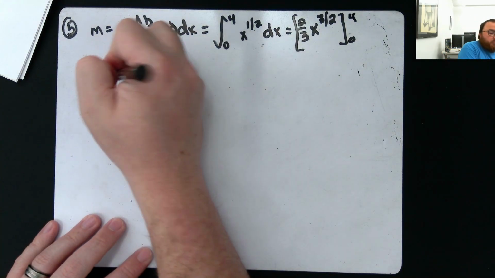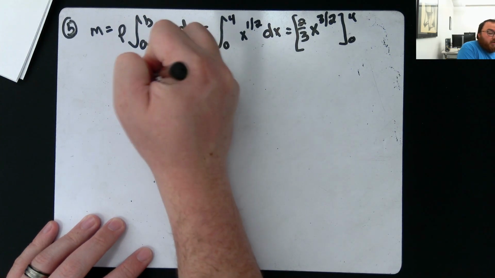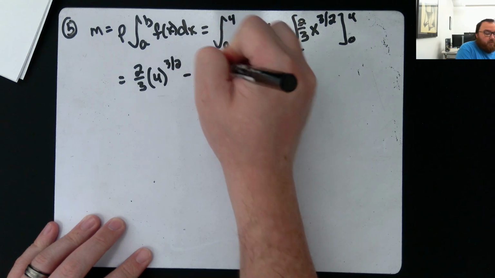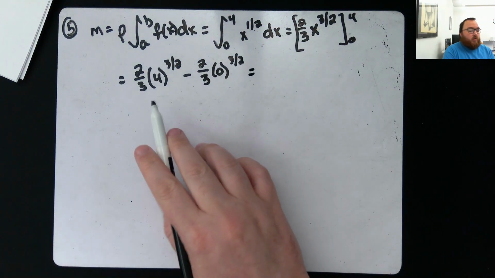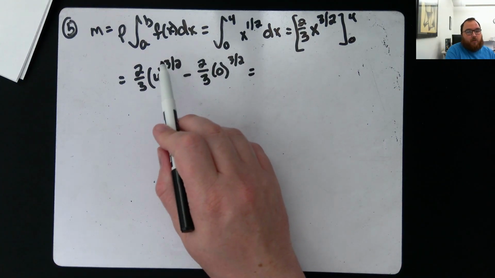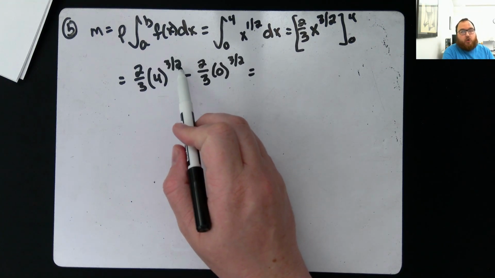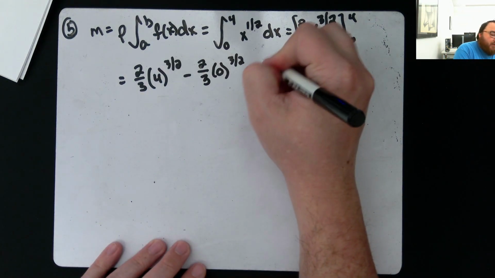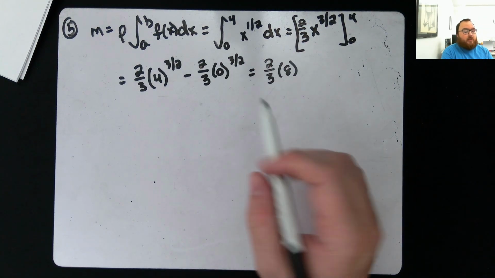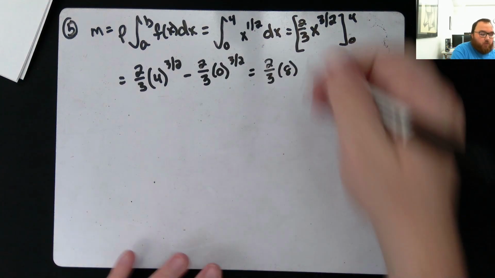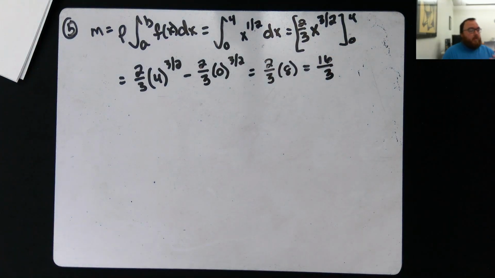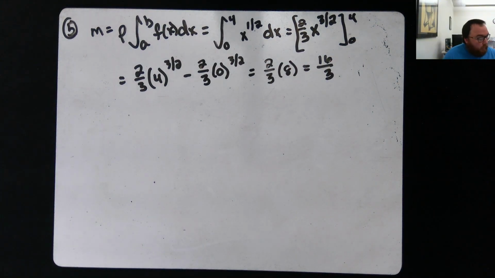Plug in our top bound first, so plug in a 4. 2/3, 4 to the 3/2 minus, then plug in the bottom bound, which is 0. 4 to the 3/2, that's like taking the square root and then raising it to the third. The square root of 4 is 2. 2 to the third is 8. So that's 2/3 times 8. 0 to the 3/2 is equal to 0, so that's nice. Don't have to even really worry about that. 2/3 times 8 is 16/3. So my total mass is going to be 16/3.